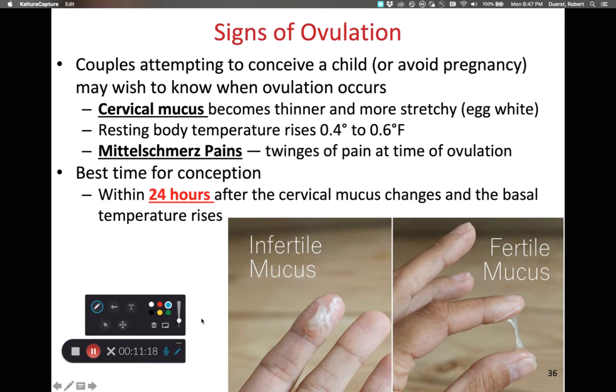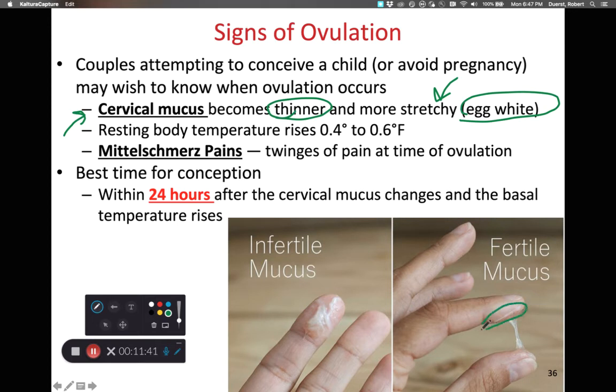In terms of some changes to the exterior opening to the body, the external os, we find that when the woman is fertile, her cervical mucus is going to become thinner and stretchier. It's going to resemble an egg white. And this is important to know.